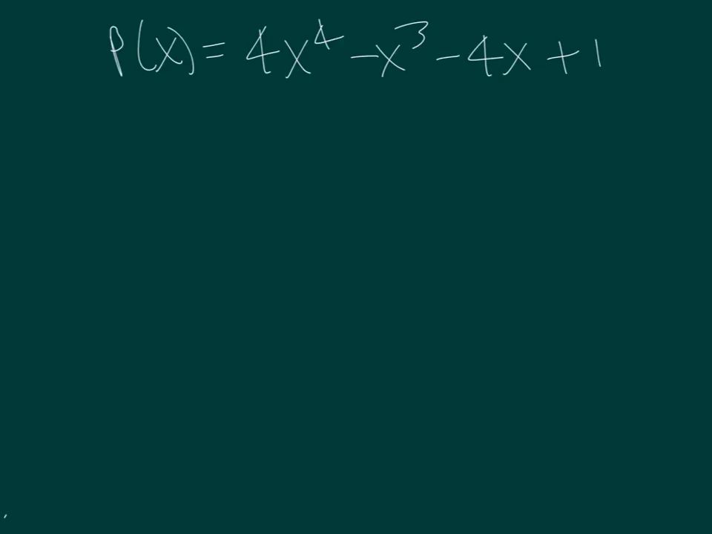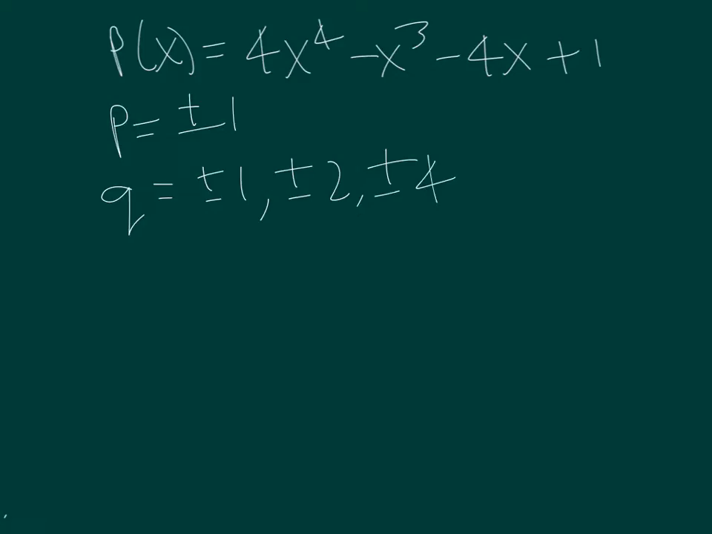We are to find the rational roots for the polynomial p of x equal to 4x to the fourth minus x cubed minus 4x plus 1. Our possible p values are plus or minus 1, and our possible q values are plus or minus 1, plus or minus 2, and plus or minus 4. So our possible p over q rational roots would be plus or minus 1, plus or minus a half, and plus or minus 1/4.